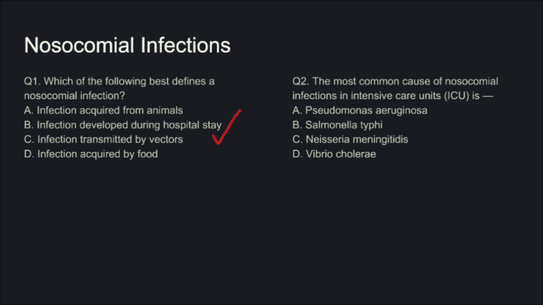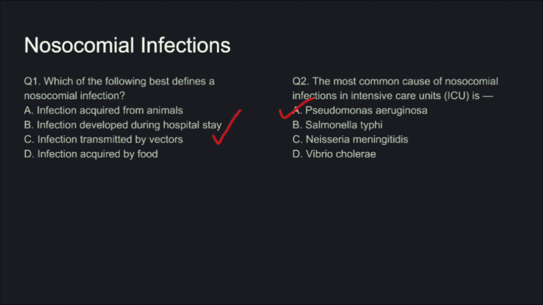Now question number 2. The most common cause of nosocomial infection in intensive care unit, ICU, is: A, Pseudomonas aeruginosa; B, Salmonella typhi; C, Neisseria meningitidis; D, Vibrio cholerae. Correct answer for this is Pseudomonas aeruginosa.